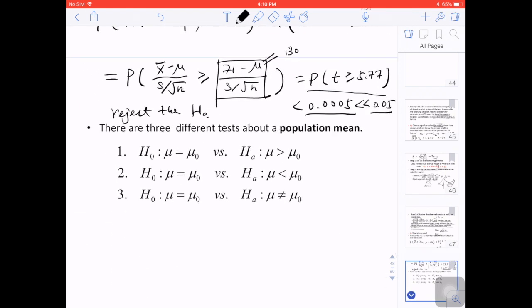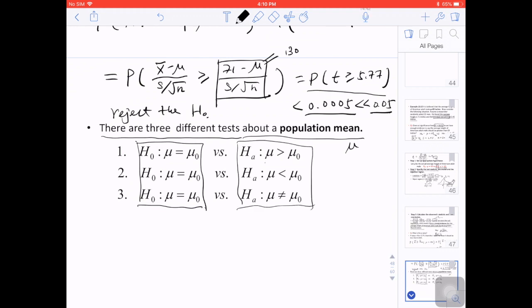All right, so in general, there are three different tests about a population mean, which is mu. They share the same null hypothesis, but they have different alternative hypotheses. So mu could be larger than mu 0, mu could be smaller than mu 0, or mu is not equal to mu 0. The first two are one-tailed tests, like before. And this last one is a two-tailed test.